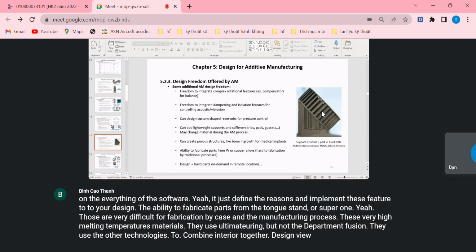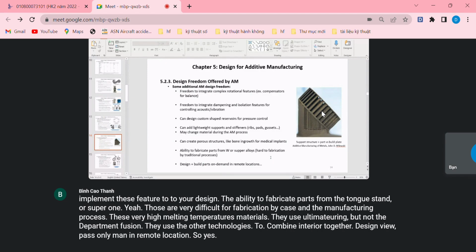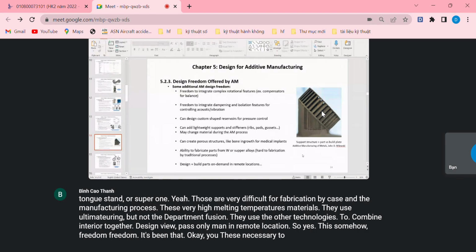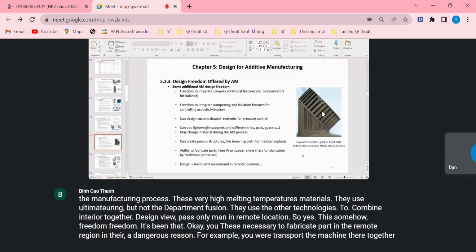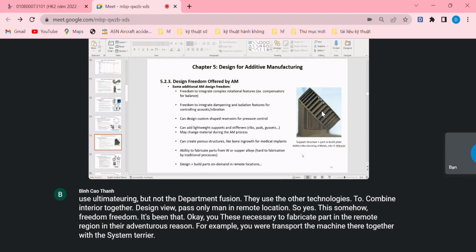Design build parts on demand in remote locations. So, yes, this is somehow freedom. This means that it is necessary to fabricate parts in a remote region, in a dangerous region, for example. You transport the machine there together with the feedstock, set up with the robot and so on, and you can design and build parts on demand and on site.